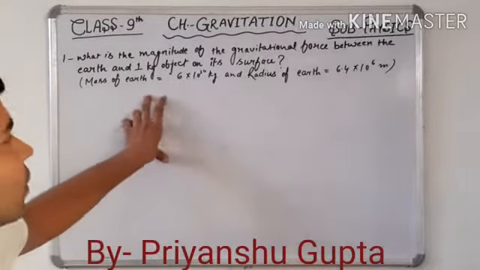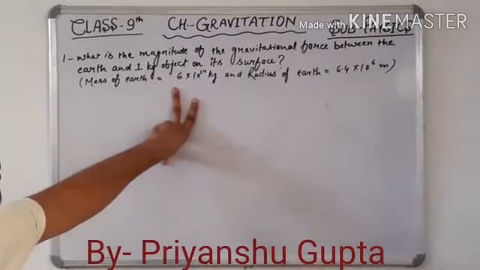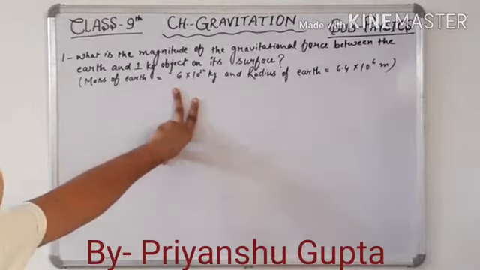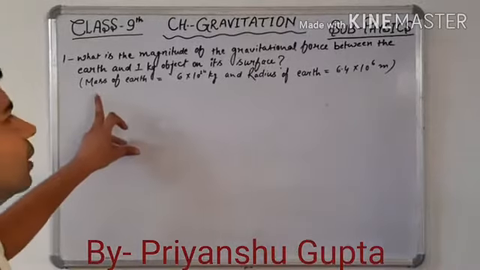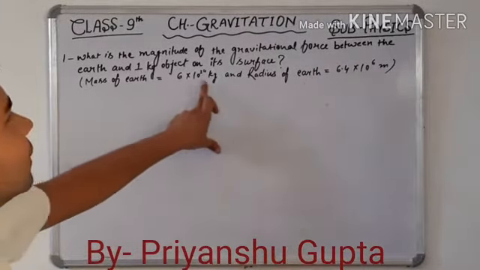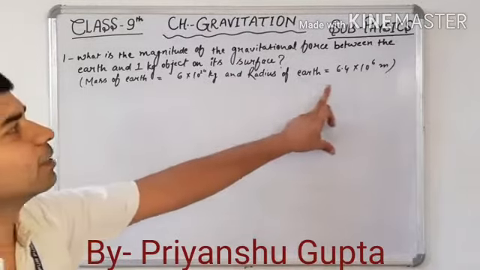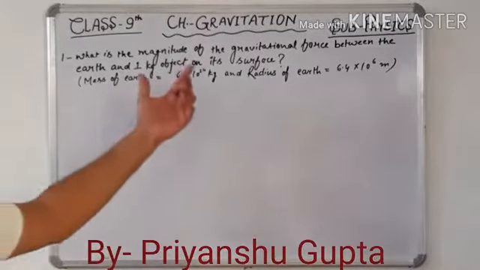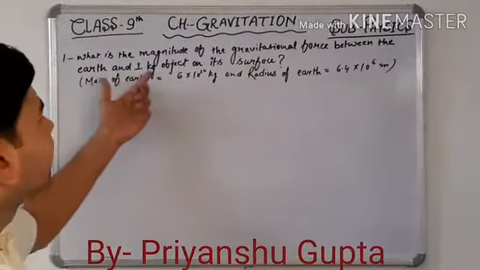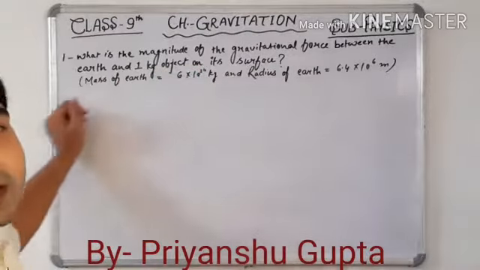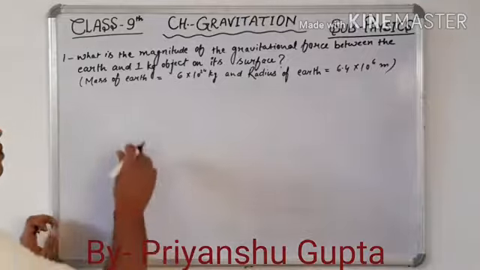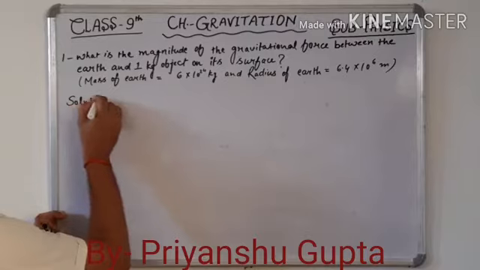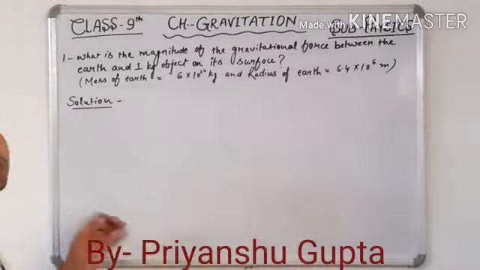First numerical is, what is the magnitude of the gravitational force between the earth and 1 kg object on its surface? Given mass of earth 6 into 10 power 24 kg and radius of earth is 6.4 into 10 to power 6 meter. You have to find the gravitational force between the earth and 1 kg object. So first we will write the given. Whatever is given in the question we have to write first.